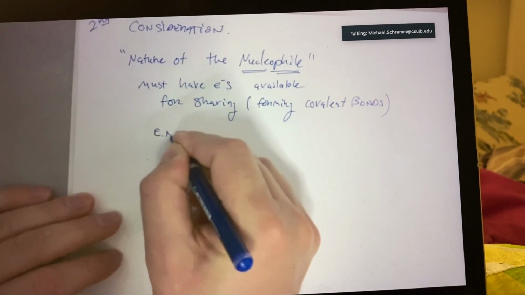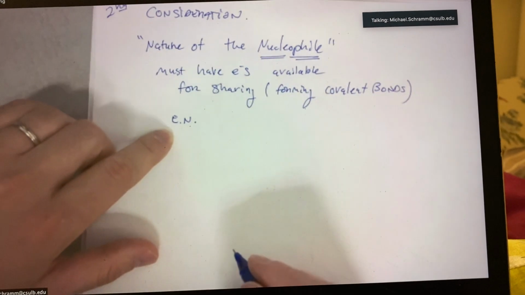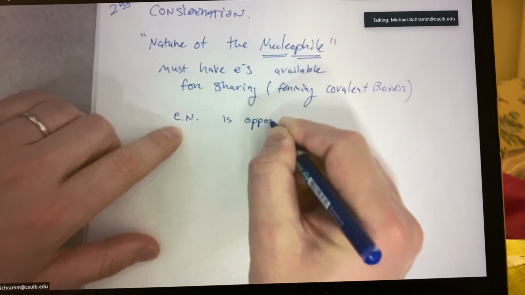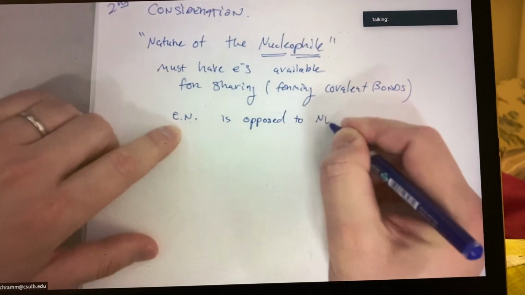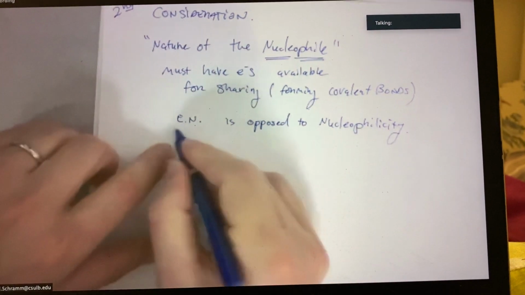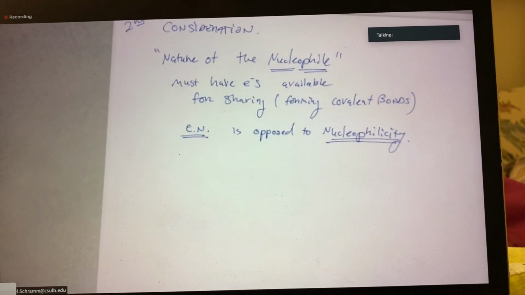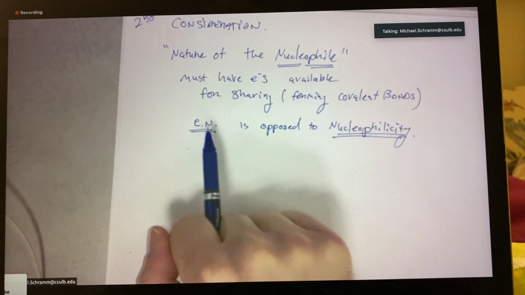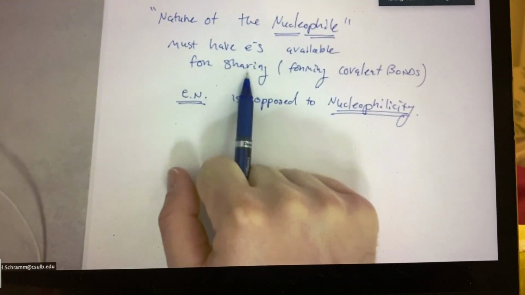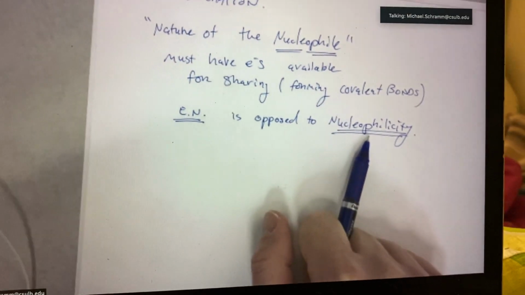So electronegativity is the desire for a species to want electrons. Electronegativity is opposed to nucleophilicity. Electronegativity and nucleophilicity are opposite trends. An electronegative atom wants to hold on to electrons, doesn't want to share them. Nucleophiles have the opposite feeling. They want to share electrons. They're not holding on to them tightly.